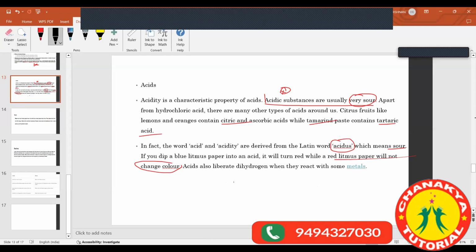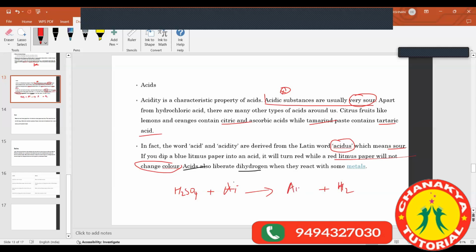I'll do it with you. Acids liberate dihydrogen when they react with some metals. For example, we can take HCl, a very common acid, or H2SO4. We'll take HCl, it's easy to remember, and aluminum is a good metal, Al. We know that it liberates dihydrogen, which means H2 will be liberated. So what is the remaining part?